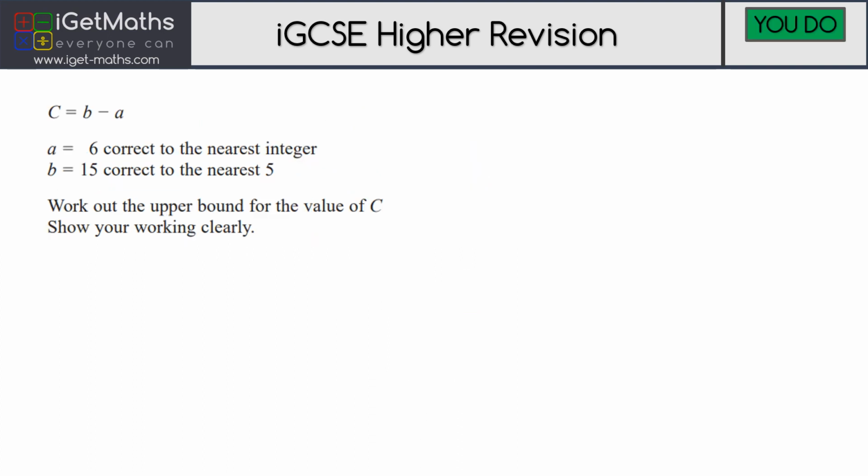C equals B minus A. A equals 6 correct to the nearest integer. B equals 15 correct to the nearest 5. Work out the upper bound for the value of C. Show your working clearly. So for the upper bound of 6 to the nearest integer, that's going to be 6.5, and for the lower bound, that's going to be 5.5.